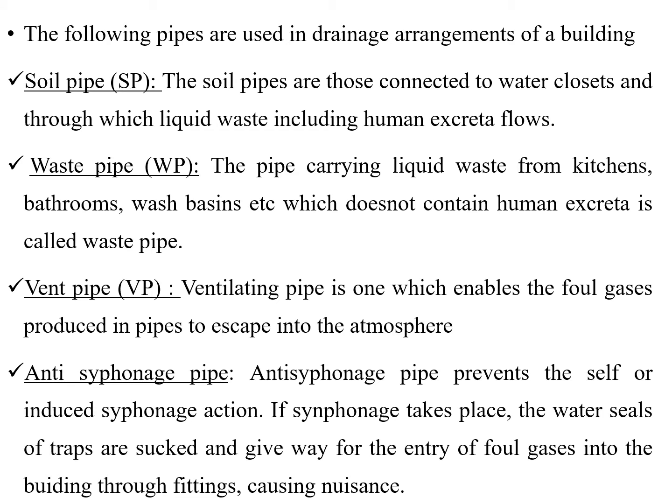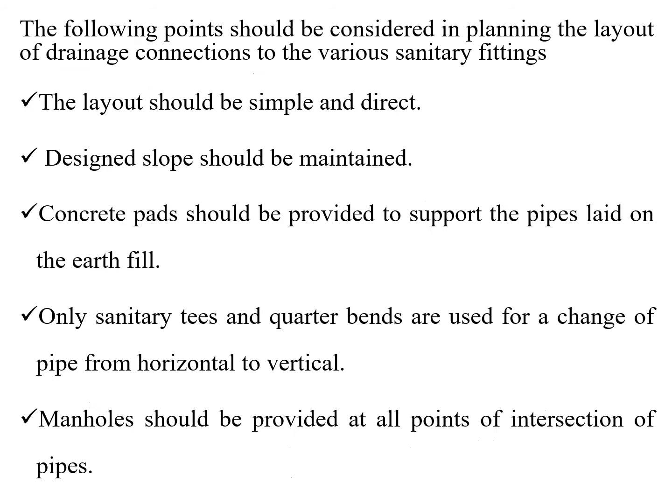Vent pipe: ventilation pipe is one which enables the foul gases produced in the pipes to escape into the atmosphere. Anti-siphonage pipe: anti-siphonage pipe prevents self or induced siphonage action. If siphonage takes place, the water seal of a trap is sucked and gives way for entry of foul gases into the buildings through fittings, causing nuisance.